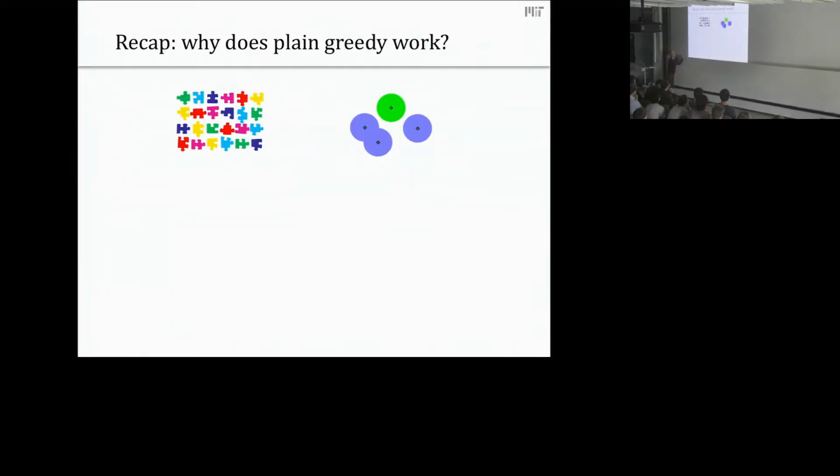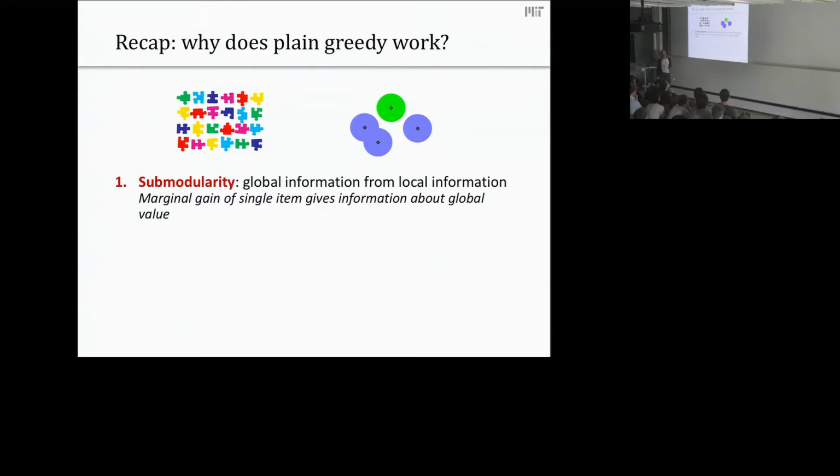Just to summarize what I said: greedy works for 2 reasons. One is the submodularity, which tells you local information, like the value of a single item tells you something about the value of this item more globally. And the second is monotonicity. This is something that I didn't actually mention, but adding more items can never harm you in this case, because your function value can never go down. Adding more items might not increase your function value, but it's not going to make it decrease.